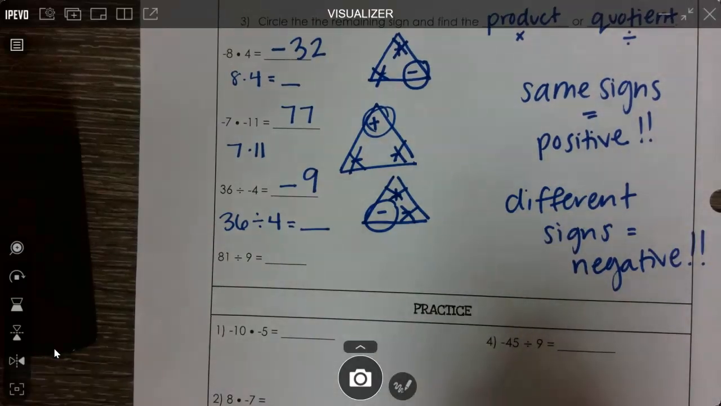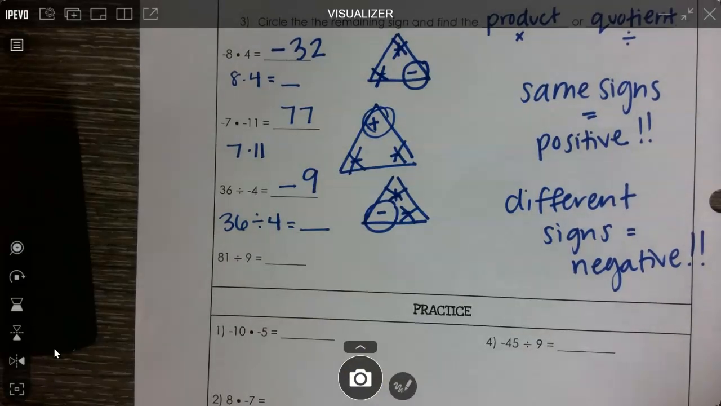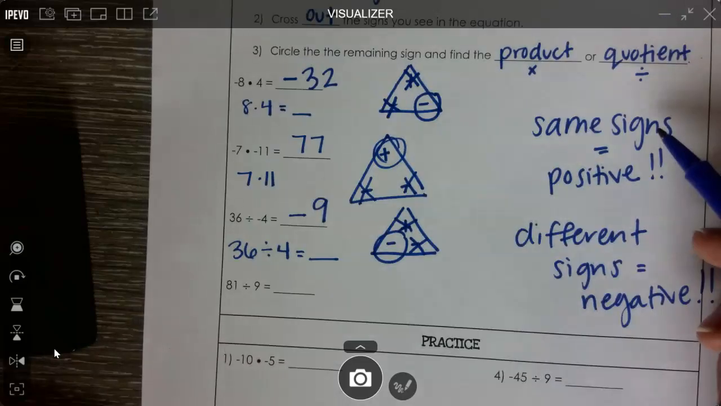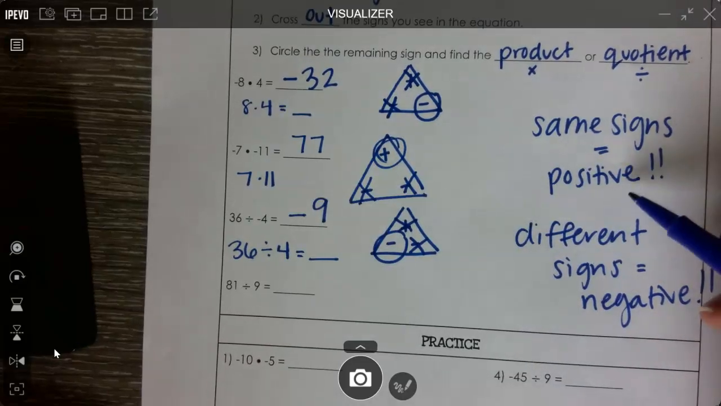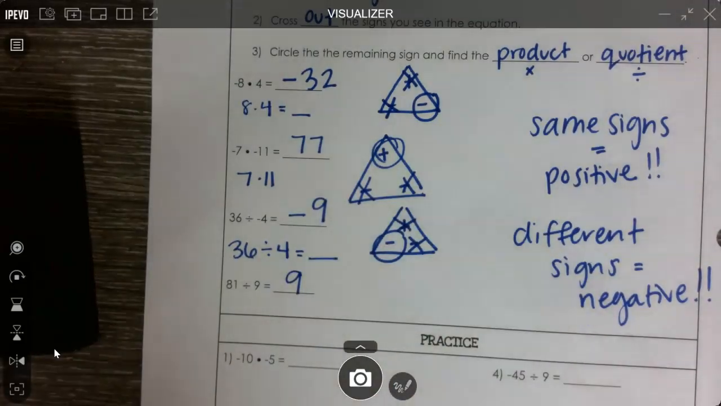And last one for our practice, 81 divided by 9. Ooh, I don't even need to make a triangle because this is from 5th grade and 6th grade. I know how to divide positive numbers. I've been doing it forever, so don't let that confuse you. Also, same signs, they're both positive, so my answer has to be positive. 81 divided by 9 is just 9.